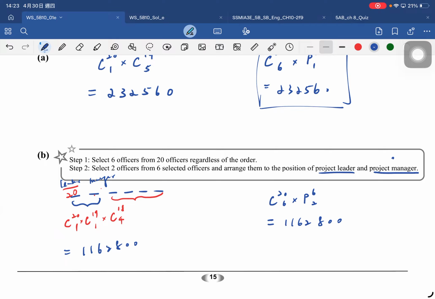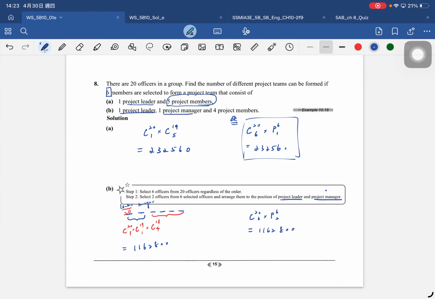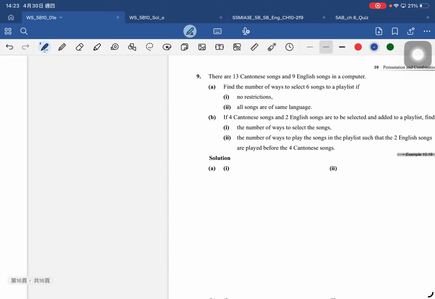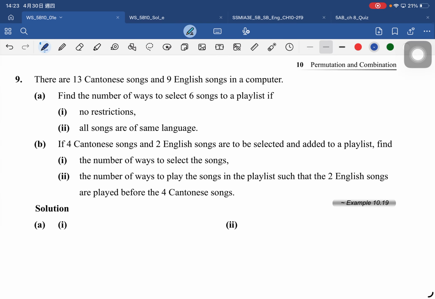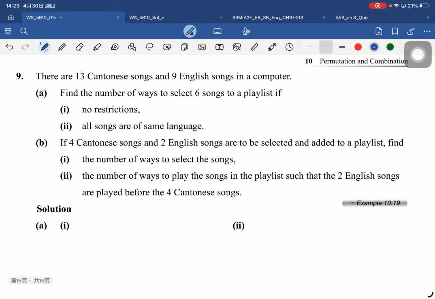Understand or not? C and P are actually not difficult to distinguish. The last question, the end. Sorry. I will upload the solutions to Google so that you can refer. So this question is just before the end.